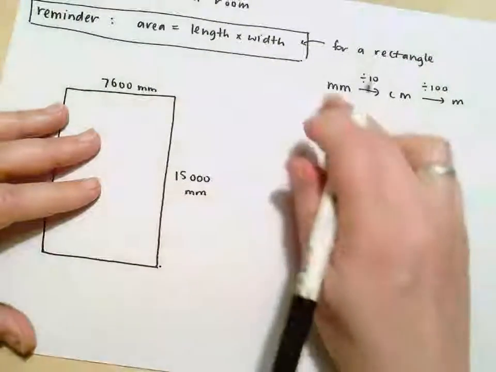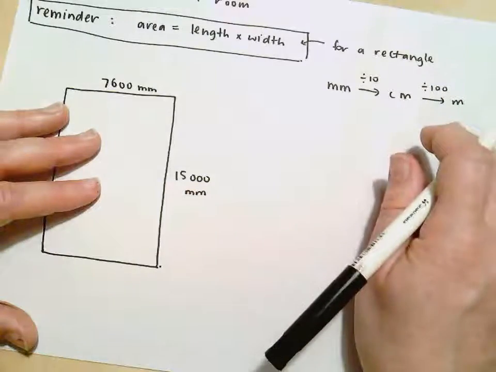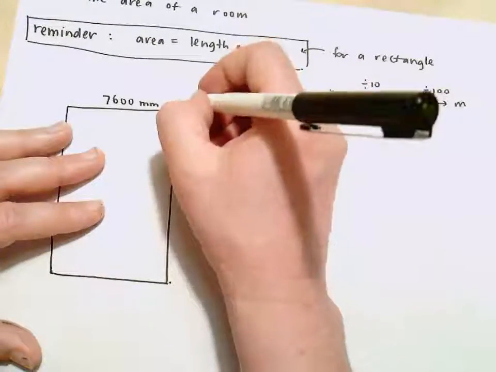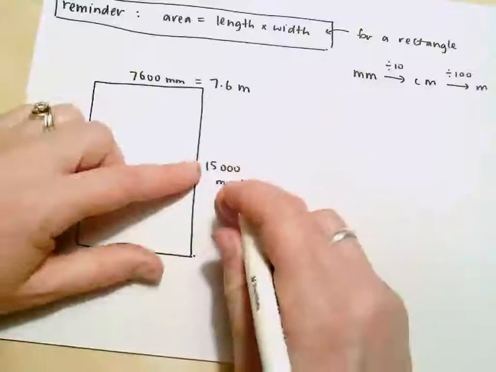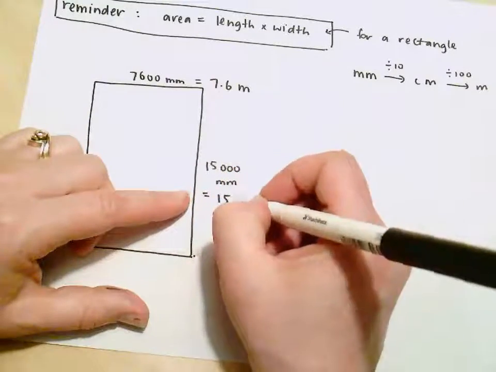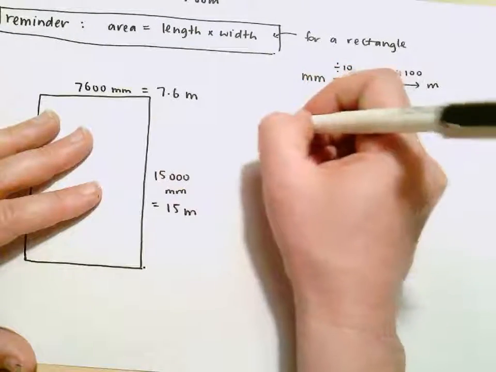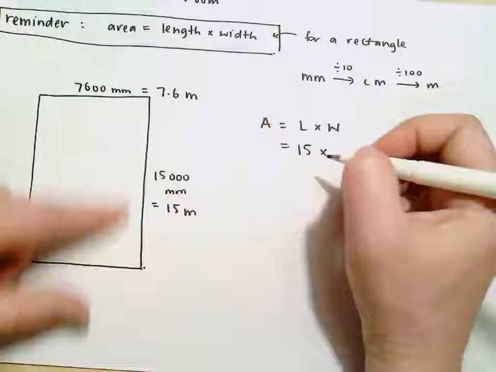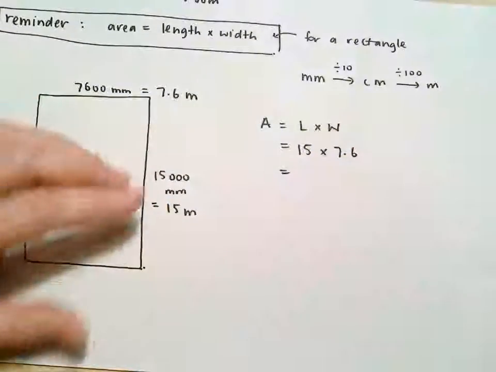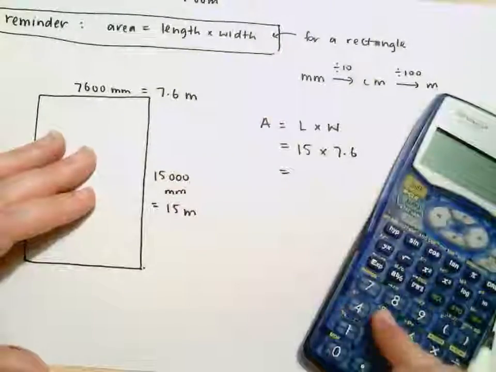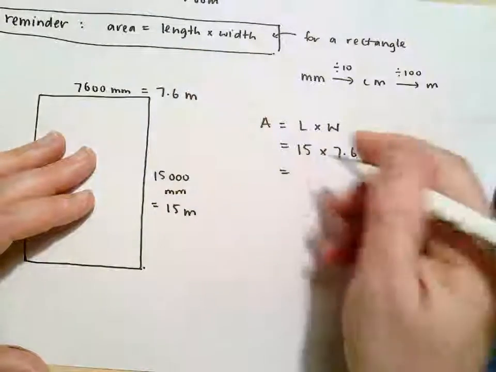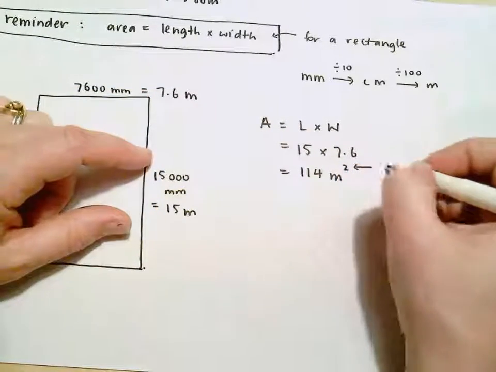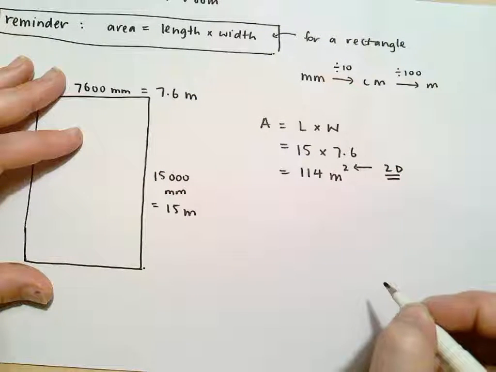So a reminder that you do that by dividing by 10 and then dividing by 100. So 7,600 mils, once I divide by 10 and divide by 100, that will be 7.6 metres. 15,000 mils will convert to 15 metres. So then my area calculation, which is length times width, will just be given by the length of this room, which is 15 metres, the width of the room, which is 7.6. I multiply those two things together, and I get 114. The units are metres, but it's metres squared because it's in 2 dimensions. So I need to put metres squared.